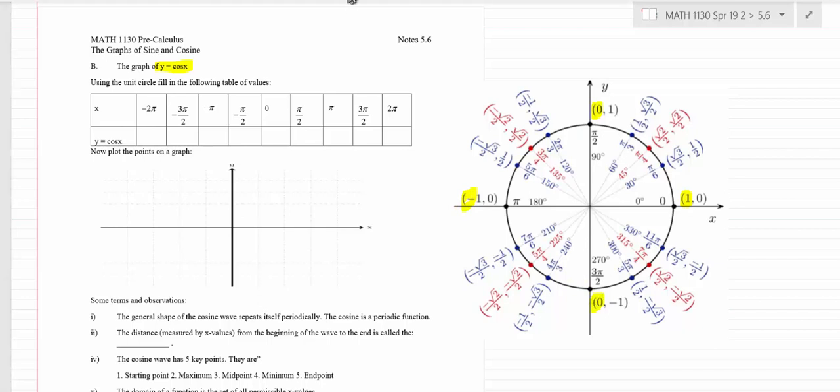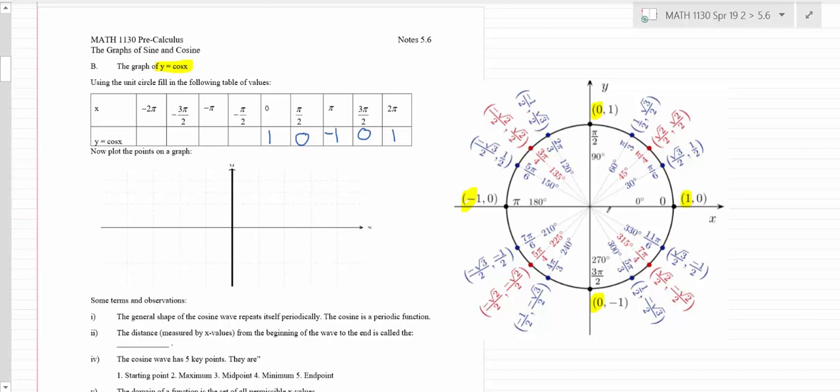All right, so when we fill this out, the cosine of 0 would be 1. Cosine of pi over 2 would be 0. Cosine of pi is negative 1. Cosine of 3 pi over 2 is 0. And then the cosine of 2 pi is back to 1. Okay? And then it just goes backwards.